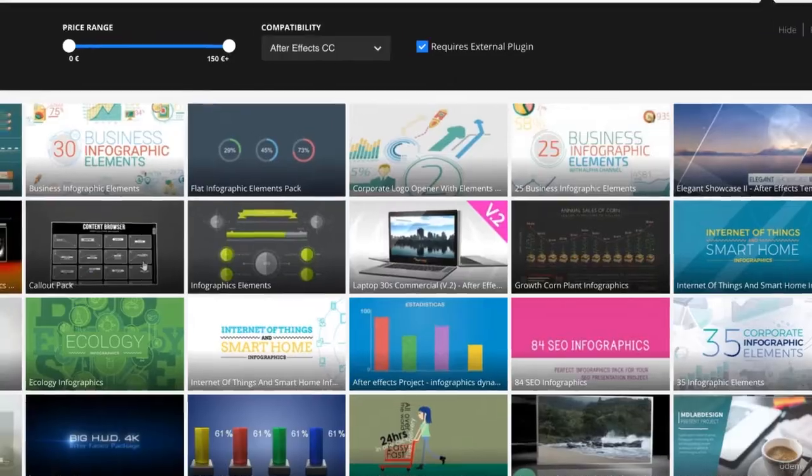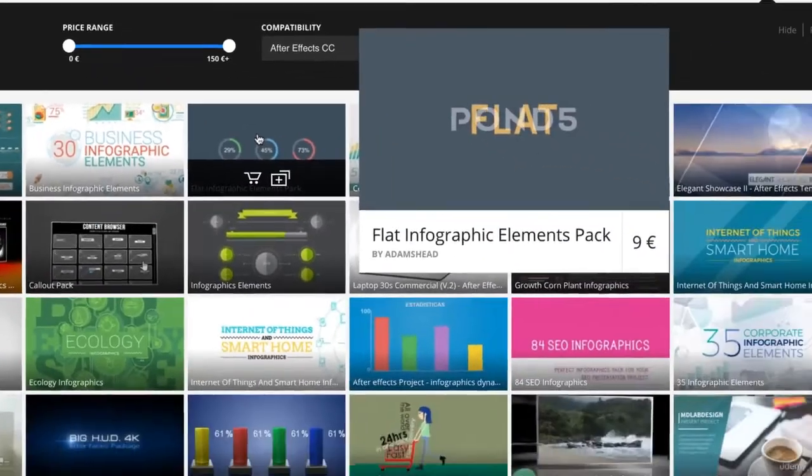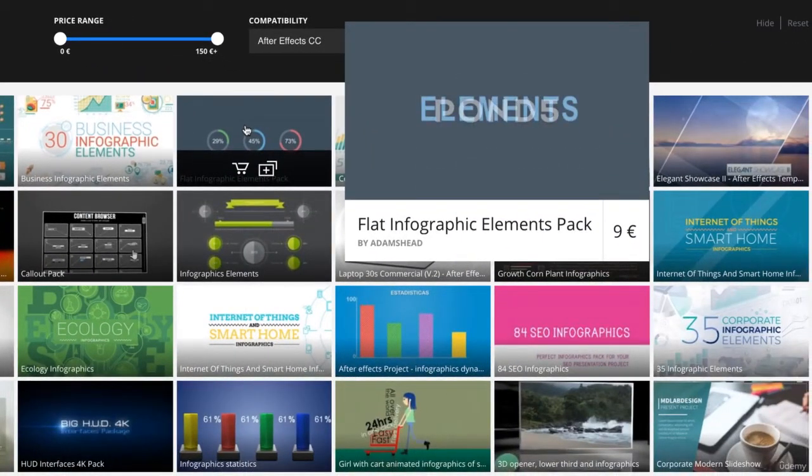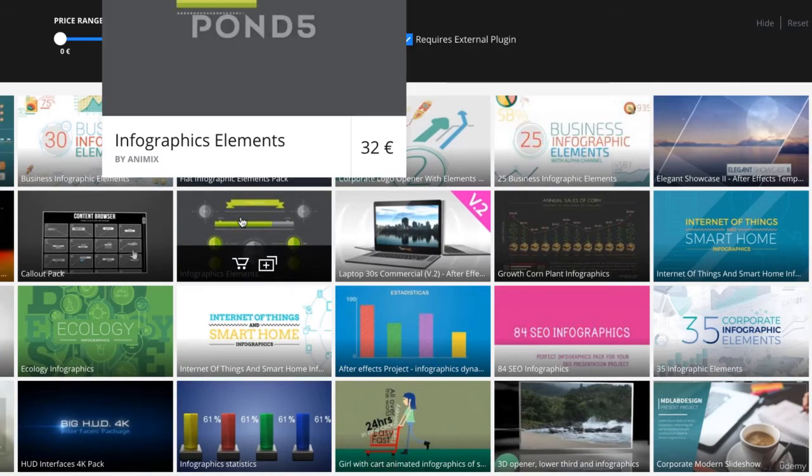Anyway, one of the competitors for VideoHive is Pond5. Same sort of thing. Hover above them, you'll see infographics, interesting kind of text treatments. Lots in here just to get your ideas flowing.